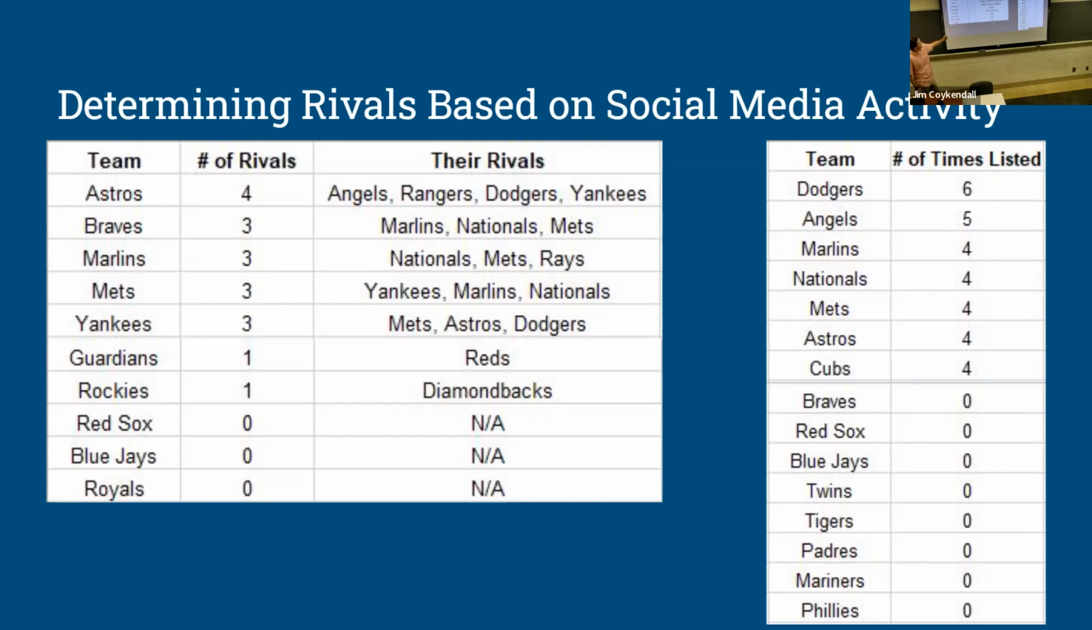Over on the right, we can see how many times a team was listed as a rival. So 6 times were the Dodgers listed as a rival for an MLB team. But then down there again, we can see 1, 2, 3, 4, 8 teams that were never listed as a rival.